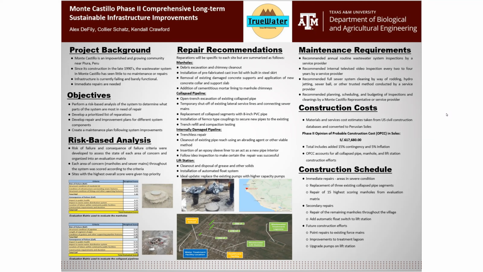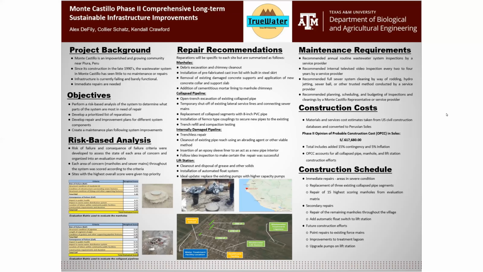This is a small impoverished village in the desert region of Peru, in the region called Piura. It's in the northern part of Peru, as you can see from the map on the poster there. This is a community of about 7,000 people, and they have a wastewater system that was constructed in the 1990s, but since it was constructed, there's been little to no routine maintenance or upkeep on that. And so as a result, it's fallen apart.